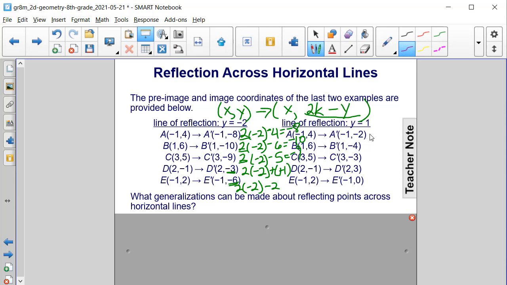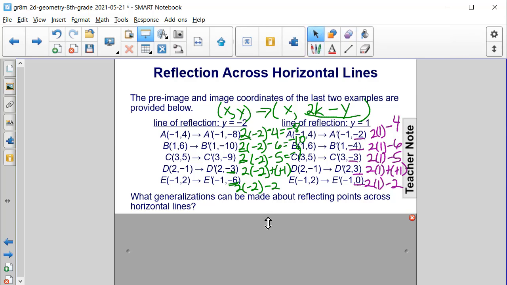If we do that same analysis over here, is 2 times 1, our line of reflection, minus our original y coordinate of 4, does that give me negative 2? Yes, it does. 2 times 1 minus 6 does indeed give me negative 4. 2 times 1 minus 5 does give me negative 3. 2 times 1 minus negative 1, this will become plus, does give me 3. 2 times 1 minus 2 gives me 0.